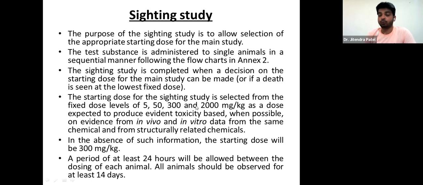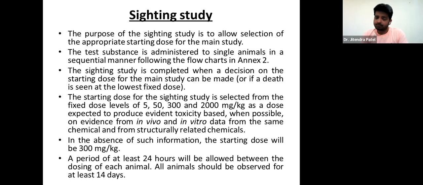So we pick a starting dose expected to produce evident toxicity, when possible, based on evidence from in vivo or in vitro data on the same chemical and on structurally related chemicals. In the absence of such information, the starting dose will be 300 mg per kg for the sighting study.